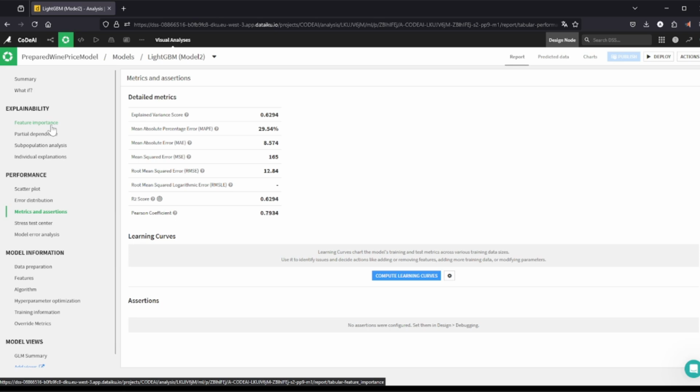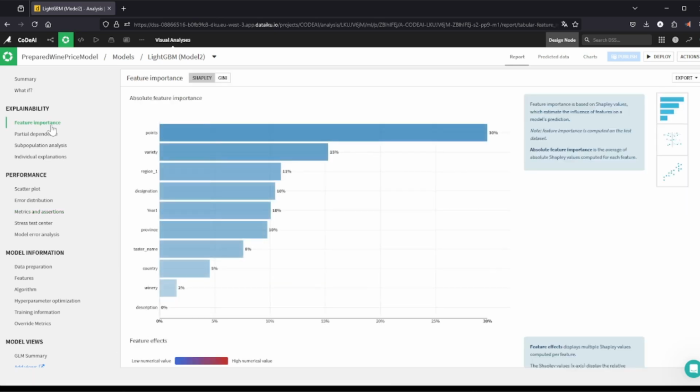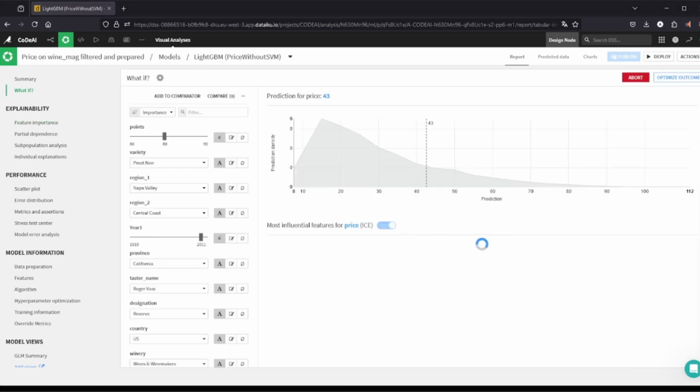Now let's take a look at which features were the most important in helping the model make predictions. We can see that the points given by the reviewer and the variety of the wine have the most influence on the predicted price. Interestingly, the winery itself doesn't have much impact on the model's predictions.